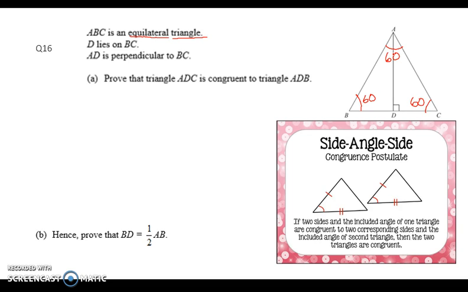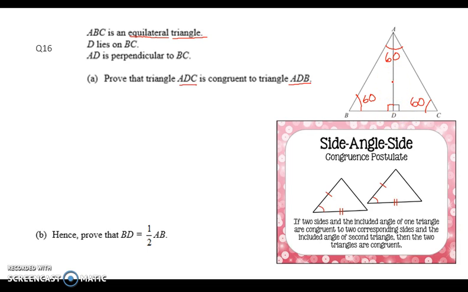It also says D lies on BC. So point D is on the line BC and AD is perpendicular. There, that's why we get the right angle here. It's perpendicular, so we're going to get right angles coming off of that. Prove that triangle ADC is congruent to triangle ADB. So we're showing that ADB, this triangle here, the left-hand side triangle, is congruent to the one on the right-hand side.